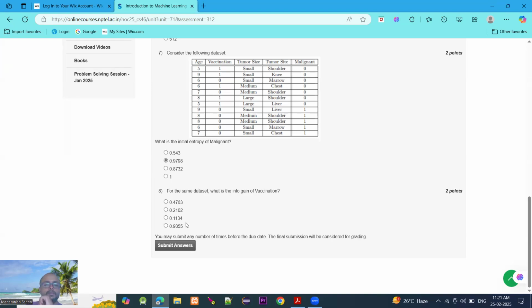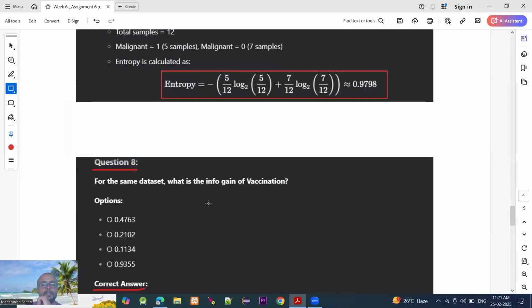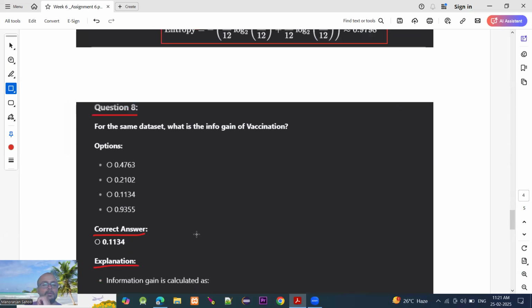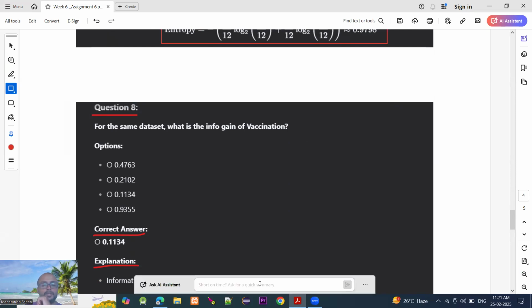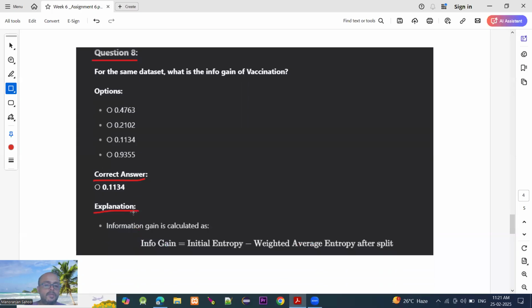For vaccinations, you have to calculate on the same data set. Then if you calculate, 4 options are given, and the correct option will be 0.1134, that means option C. You can see 0.1134, this one. Question number 8, option C. Let's see how it is calculated.